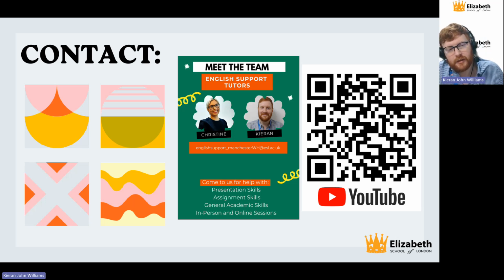If you see the poster which is on the screen, you'll see I'm on there and my colleague Christine is there too. And if you want to get in touch, you contact us using the email address that you see on the screen. You can see it is there, English support Manchester at esl.ac.uk. So you can contact us anytime and we will try to help you out as much as possible.